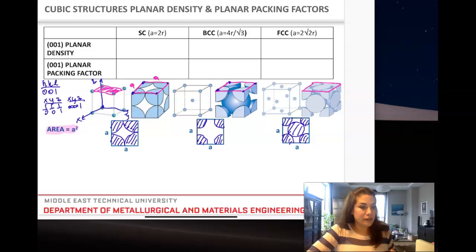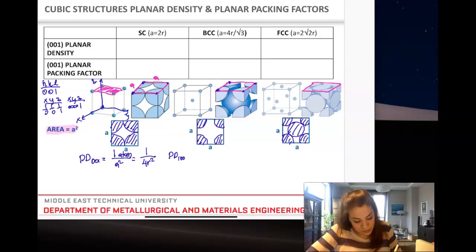Let's calculate the planar density. The planar density for simple cube for the 001 plane is the number of atoms over the area. How many atoms do I have? I have quarter, quarter, quarter, quarter, so four quarter atoms making up one atom, right? Area-wise, there's one atom over a square, the area. What is A equal to? 2R in simple cube. So 1 over 4R squared is my planar density.